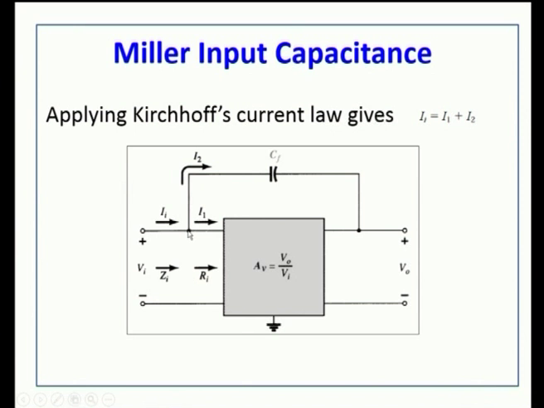Okay, so we are going to apply Kirchhoff's current law at this node. Consider the input current as II and input voltage as VI, and the input current drawn by the input terminals of the amplifier as I1, and the resistance seen at the input side of the amplifier is RI, and the current flowing towards the output terminal, or the feedback current, we can represent as I2. So, apply KCL at this node. We know what KCL is: the sum of the currents flowing towards the node is equal to the sum of the currents flowing away from the node.